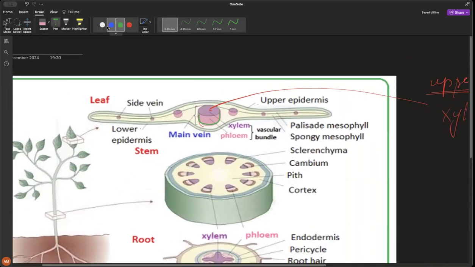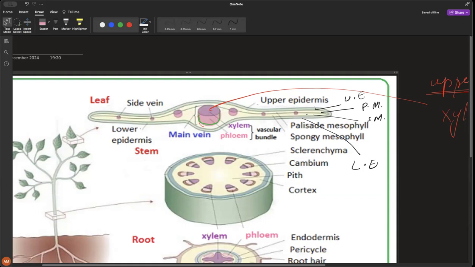If you look at it, this layer basically is the upper epidermis, then this layer is the palisade mesophyll, and this layer is the spongy mesophyll, and this layer is the lower epidermis. You see, when we were studying the structure of the leaf, we also differentiated it in such a manner, right? Can you recall? I told you that it needs to be differentiated in four major tissue differentiations.